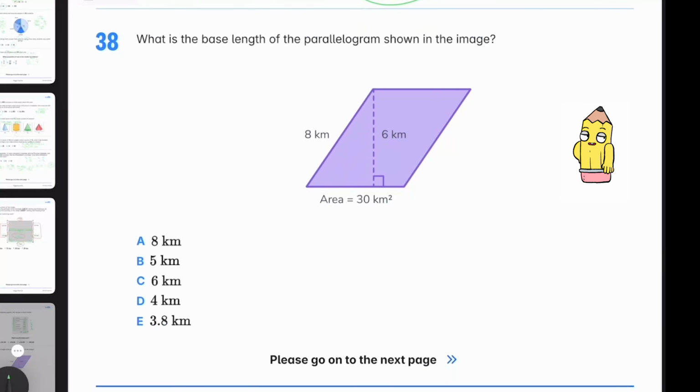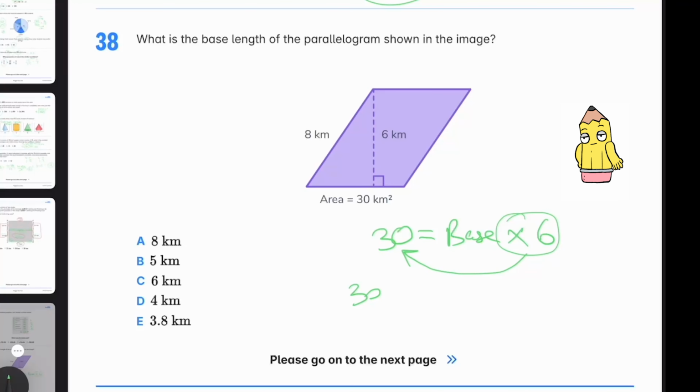Question 38. What is the base length of the parallelogram shown in the image? To find the base length, we have to use the formula for the area of the parallelogram, which is the base multiplied by the perpendicular height. Now we know the area is 30. We don't have our base, but we know our height is 6. So if it's times by 6, we take it over and divide by 6, which gives us our base, which is 5, and B is our answer. And watch out, don't confuse the length of the sloped height with the perpendicular height. The perpendicular height meets the base at a right angle.